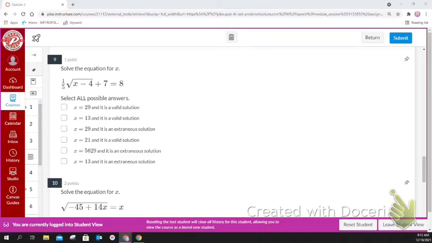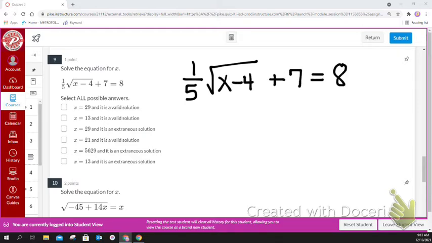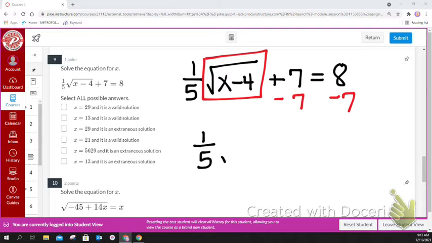For question number 9, the first thing you have to do is solve the equation. So you have to isolate the square root. So the first thing you want to do is subtract 7 from both sides. And then to clear your fraction, you're going to multiply by 5.